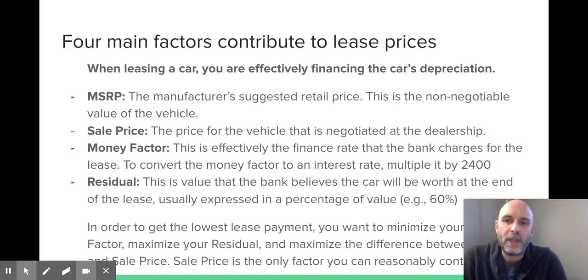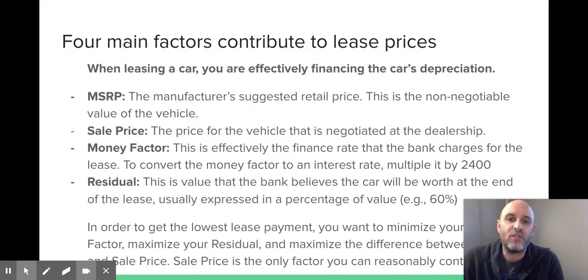The residual is the value that the bank believes the car will be worth at the end of the lease. This is usually expressed in a percentage. It's usually 60%, 50%. You'll sometimes see it expressed as a value, so they'll just do the math. So let's use the example of a $30,000 car, a 60% residual. What's 60% of 30,000? $18,000. That's your residual. It's usually also what the lease buyout is in the end. Basically the bank is saying at the end of this, the car is going to be worth $18,000. You can have it for that, or, we'll take it for that.